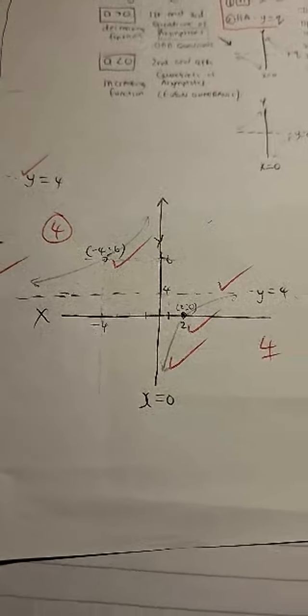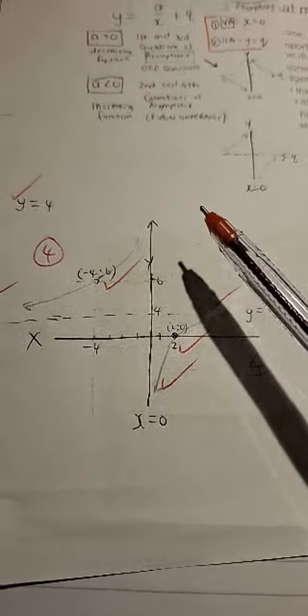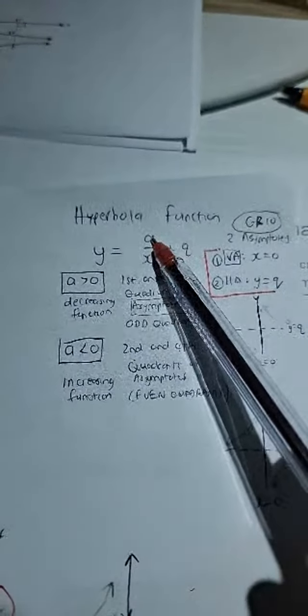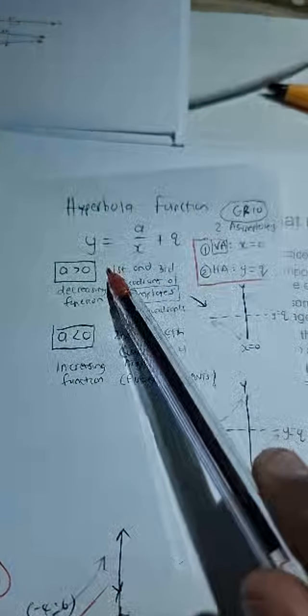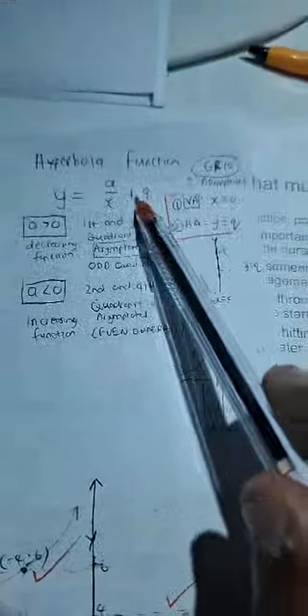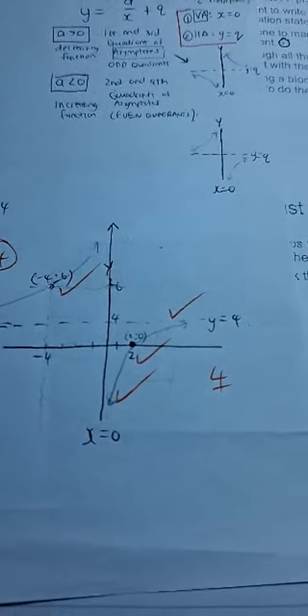And that works nicely. So naturally, when you are given the equation of the hyperbola function, you are given the a value and the q value. So what you usually do is check the a value and check which quadrant it lies in according to the a value. Then you find your horizontal and vertical asymptotes, which can be done quickly because your horizontal asymptote is given by your q value. Your vertical asymptote will be the y-axis in grade 10. And then you find your x-intercept by letting y be 0 and solving for x.